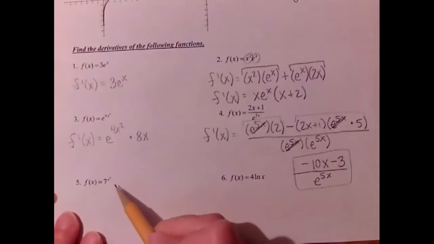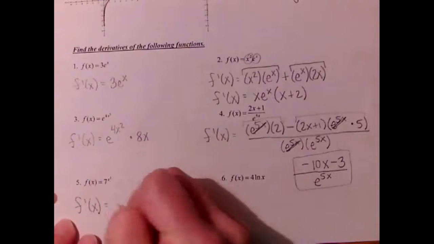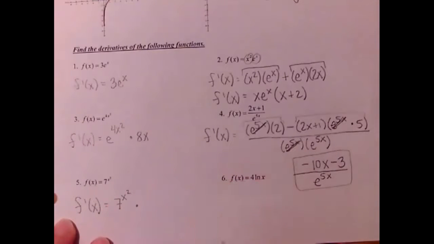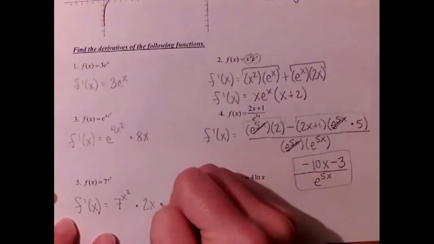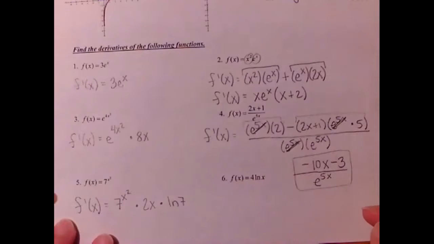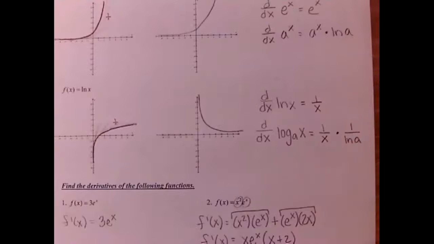All right, so here's an example of one that has a base that is not e. It starts out the same, it's just going to be itself. And then we're going to chain on the derivative of that inside part. Derivative of x squared would be 2x. And then you just have to multiply on an ln of 7 for the end of it. And that is just part of the rule there.